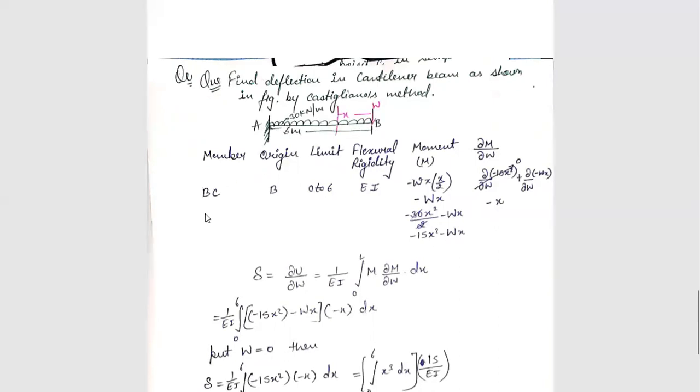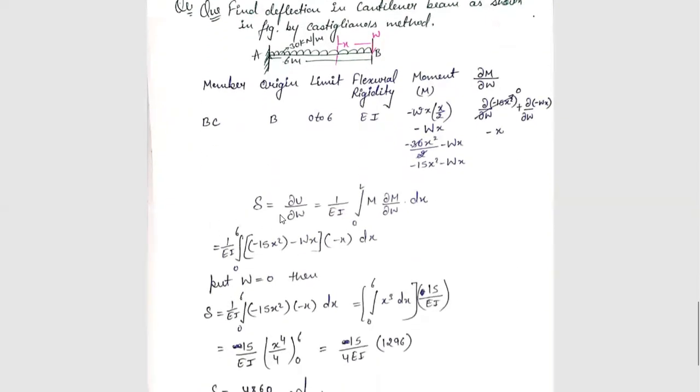Now, member BC, origin B, limit 0 to 6, flexural rigidity EI, moment M. In this beam, the moment will be w into X square by 2 minus capital W into X. Small w will be 30 kilonewton. So after solving it, the moment will be minus 15x square minus Wx. Then the partial differentiation of this moment is minus x.